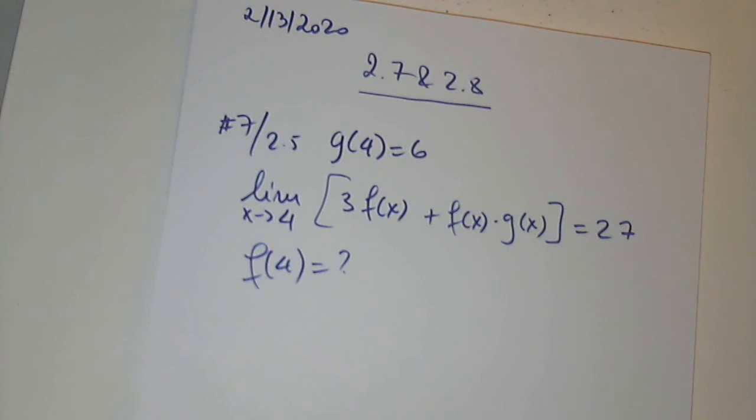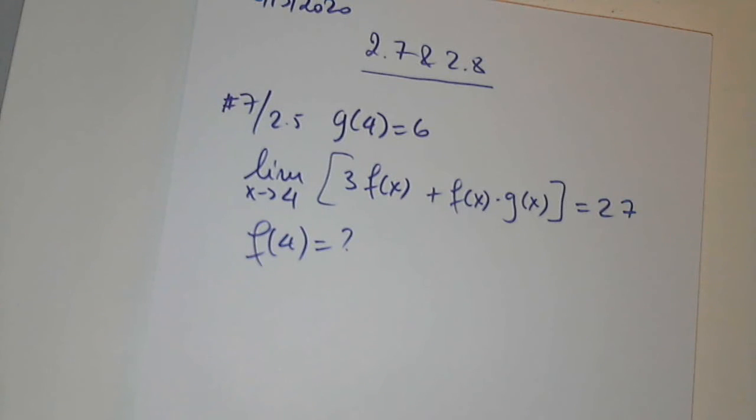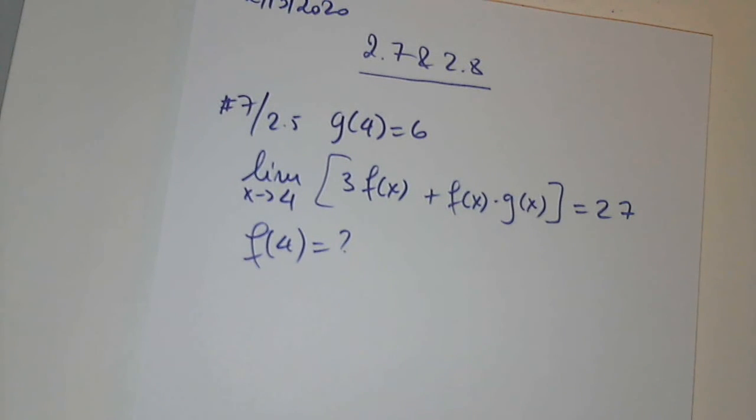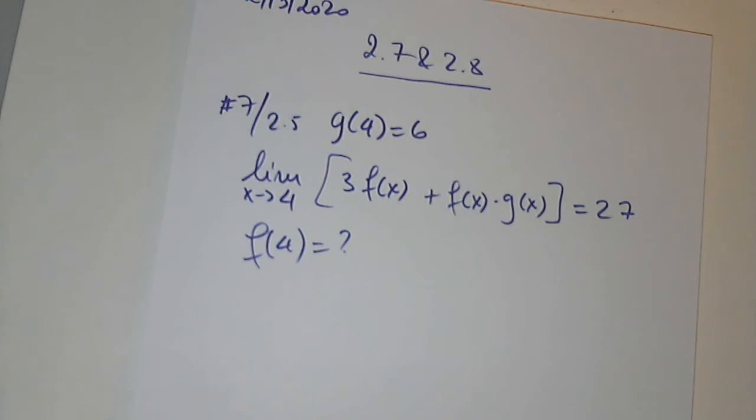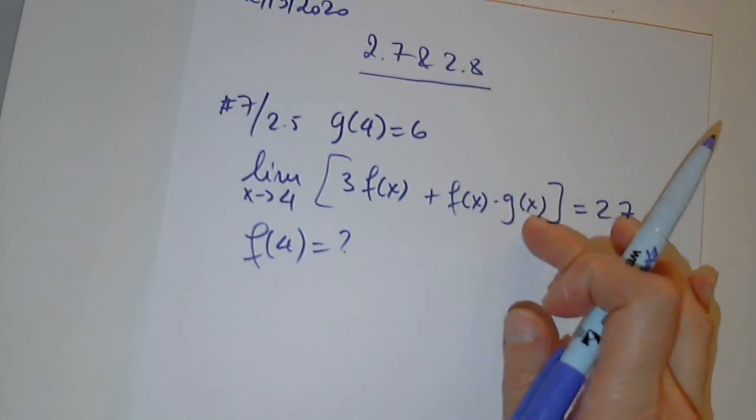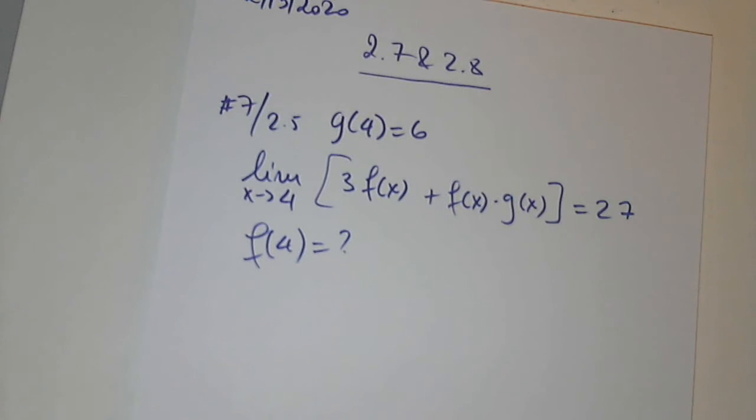Interesting problem. Yep, that's right. Perfect. So we're asked to find f of 4. They're telling us that these functions are continuous. So since they are continuous everywhere, it means that when we plug in 4 into f of x and g of x, we will get a number, because the functions are continuous, right?